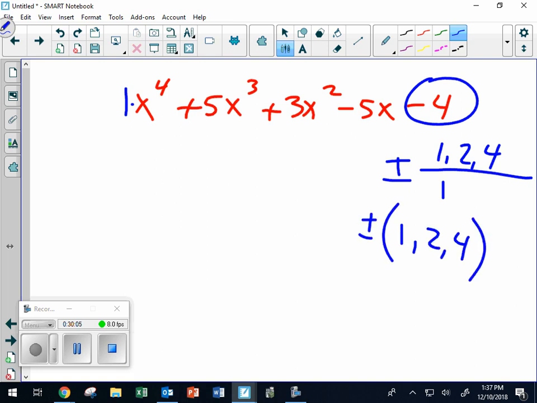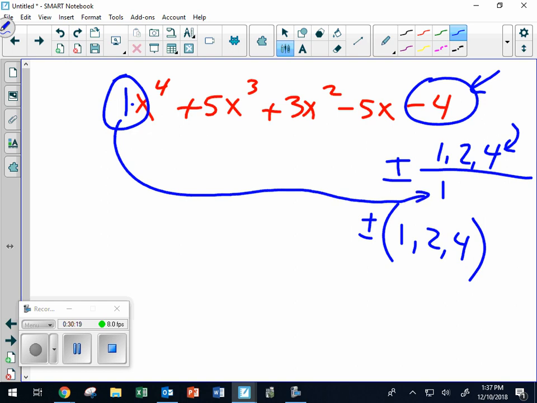And therefore, it's 1, 2, and 4, plus and minus. But somebody in here just graphed it a second ago. How did I get that? You didn't get that part? That came from the factors of the constant up here and the factors of the lead coefficient down there, and I divided them.